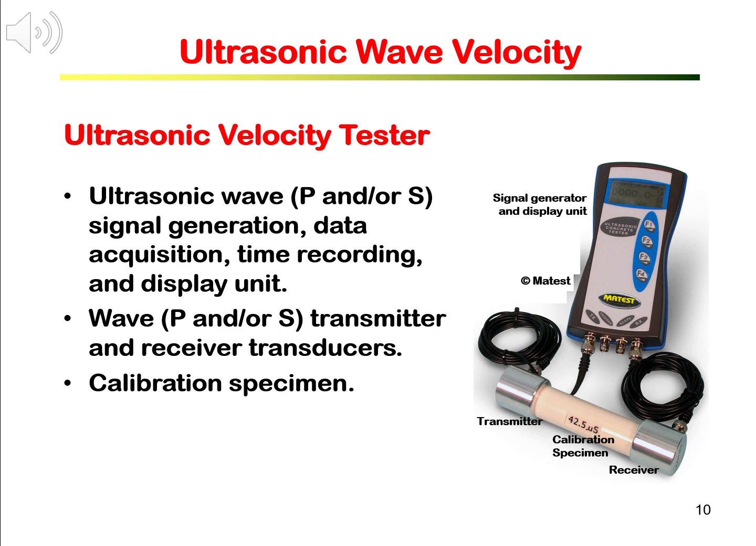A typical ultrasonic velocity tester system is shown on the right. The specimen sandwiched between the transmitter and the receiver is a calibration specimen marked with 42.5 microseconds. That means if you're testing with this specimen, you should read the traveling time as 42.5 microseconds, to use this to calibrate the system.